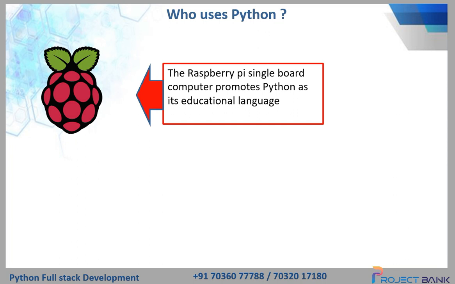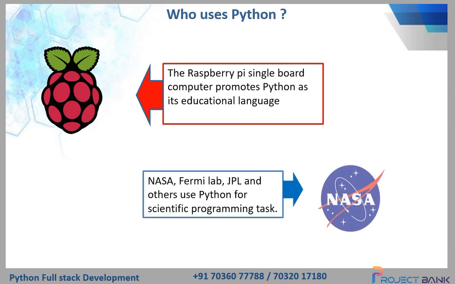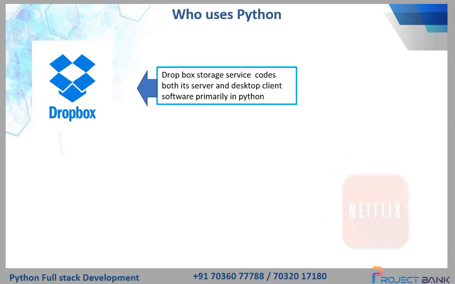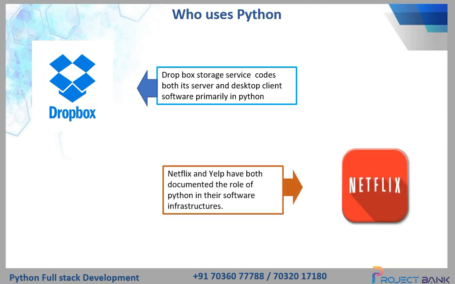So this is the symbol for the Raspberry Pi. The Raspberry Pi is a single board computer that promotes Python as its educational language. Finally, with the help of the Raspberry Pi, you can develop computer vision applications and IoT applications, with everything coded in Python only. NASA is also using Python for scientific programming tasks. Dropbox, Netflix and Yelp have documented the role of Python in their software infrastructures.